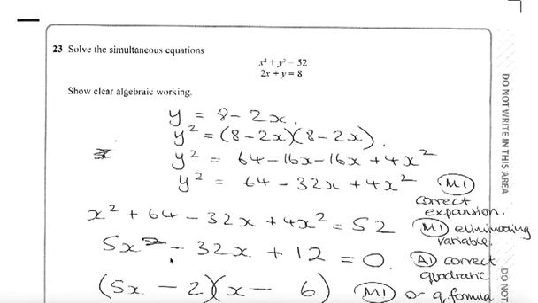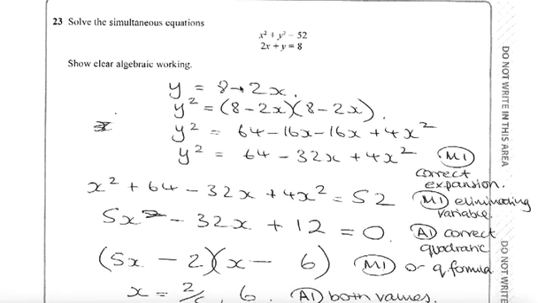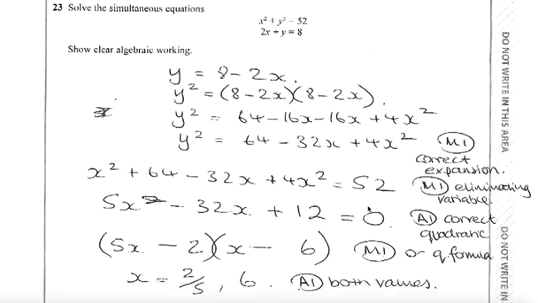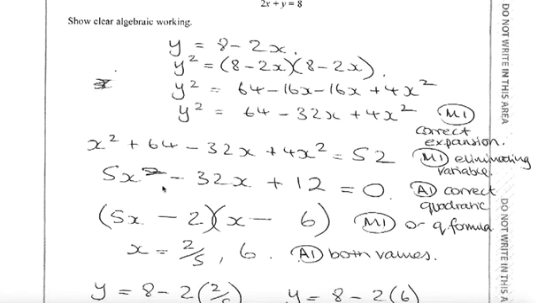Question 23. y is 8 minus 2x. So y squared is 8 minus 2x times 8 minus 2x, which gives me this, note, plus 4x squared. Now replace that in x squared plus y squared. So x squared plus y squared equals 52. Rearrange: 5x squared minus 32x plus 12 is 0.